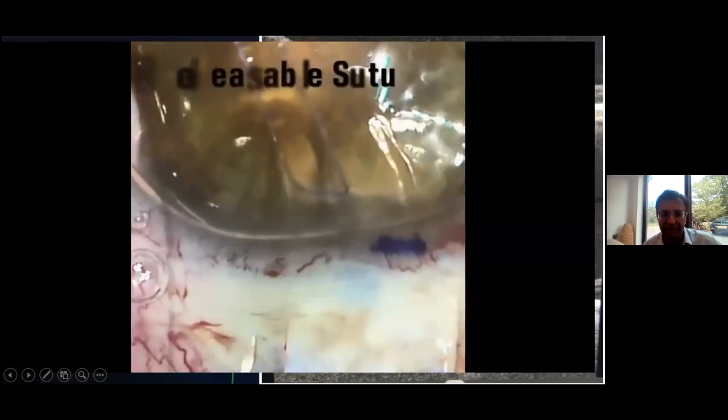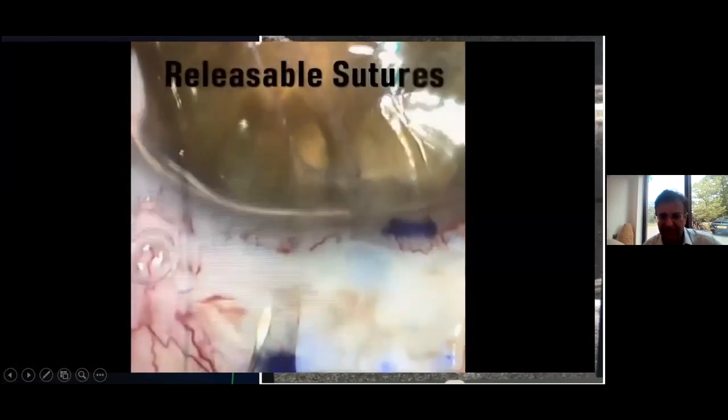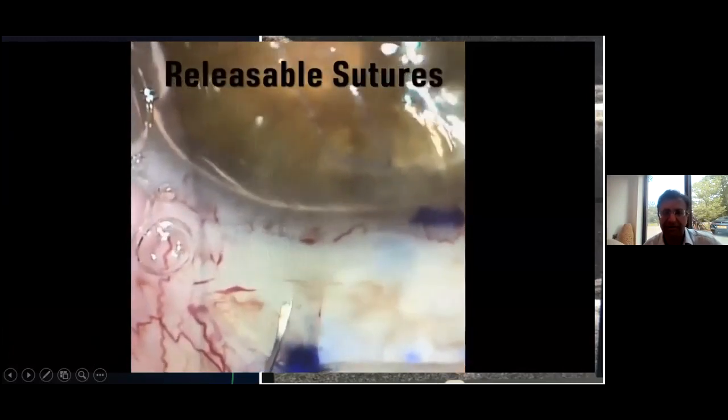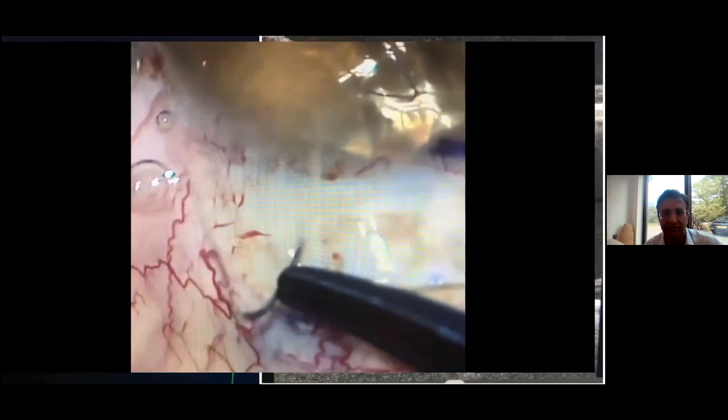So the first step is you pass the needle. There are many different ways. You can make a corneal groove and bring the suture out through the corneal groove. I tend not to make a corneal groove because I think that's an unnecessary cutting, and it doesn't really affect the comfort of the patient post-op. So you pass this nylon suture. This is the first step.